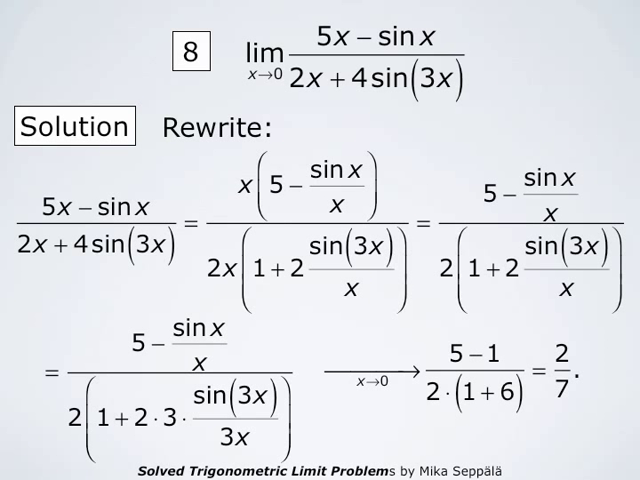So we can conclude from this rewriting that the limit as x approaches 0 of 5x minus sine of x divided by 2x plus 4 times sine 3x is 5 minus 1 divided by 2 times 1 plus 6, which is 4 over 14, that is 2 over 7.